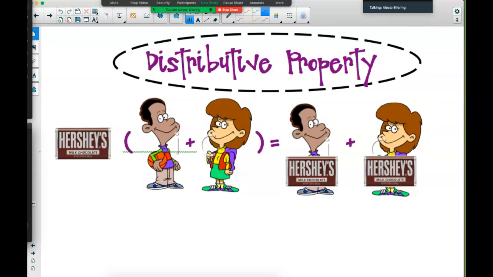Okay, so what does distribute mean? If I say I'm going to distribute something, what does that mean to you guys? Okay, to give it to everybody. So let me explain this picture. The distributive property, we're going to think of in terms of candy.